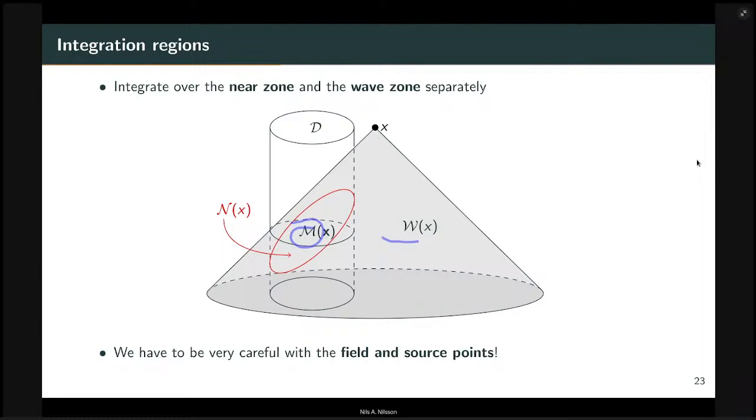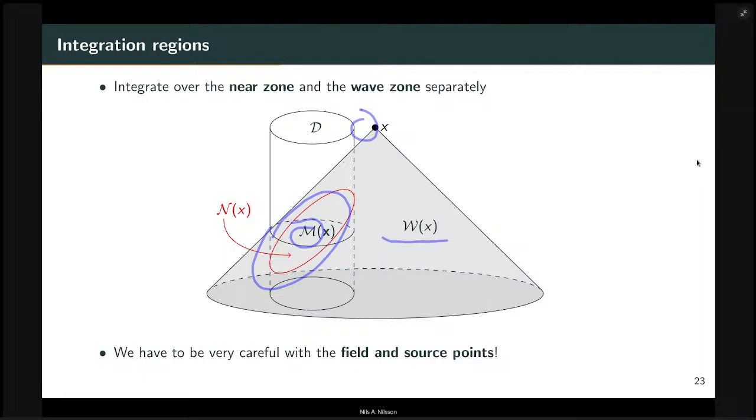And your detector is sitting here at x. And so normally we split the integration. You do some appropriate expansions in the near zone, some appropriate expansions in the wave zone, and then you do some matching procedure on this boundary. Okay. Now this is perfectly fine when you have a compact source.